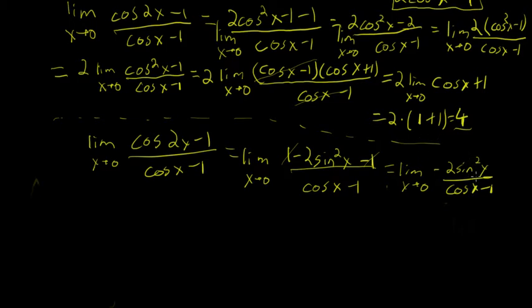Here, as x gets close to 0, sine of x gets close to 0, so sine squared x also gets close to 0, as does negative 2 sine squared x, because negative 2 times 0 is 0. And this denominator still gets close to 0. Cosine of 0 is 1. 1 minus 1 is 0. So we still remain with that 0 over 0 indeterminate form, and we really haven't gotten anywhere.